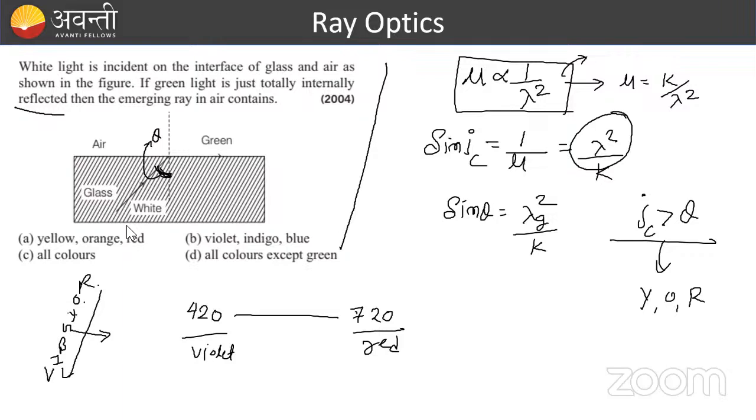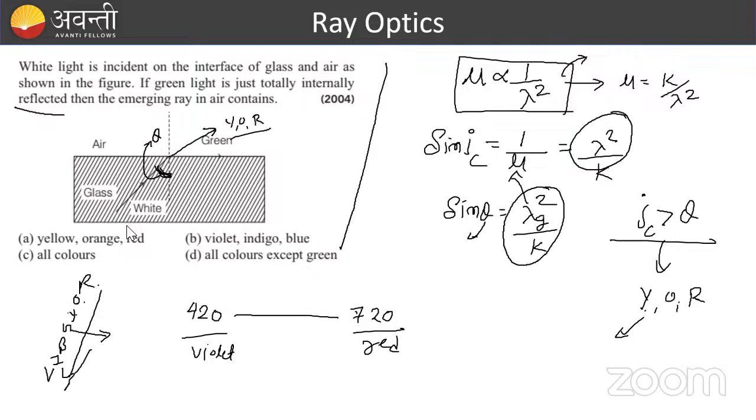The critical angle for yellow, orange and red color will be greater than this angle, because this is the critical angle for green light. For green light, sin theta is lambda g squared by k. And for yellow light, this lambda is bigger, so this theta has to be bigger, right? So yellow, orange, red light will not get internally reflected. It will get refracted, because for yellow, orange and red light, this angle theta is less than the critical angle. Done. So which light will come out? The light that will come out will be yellow, orange, red.